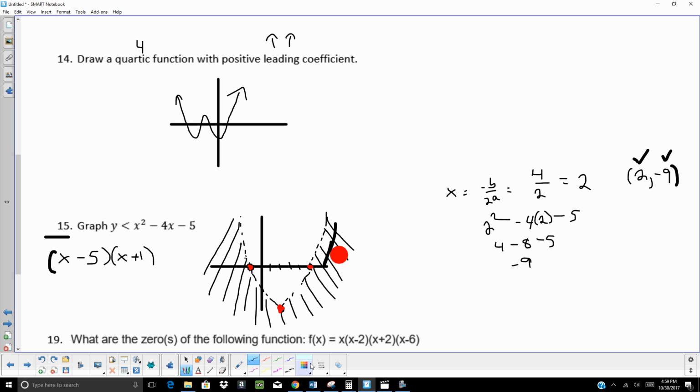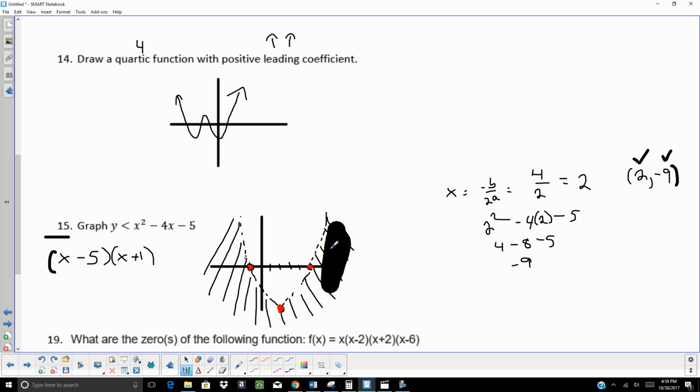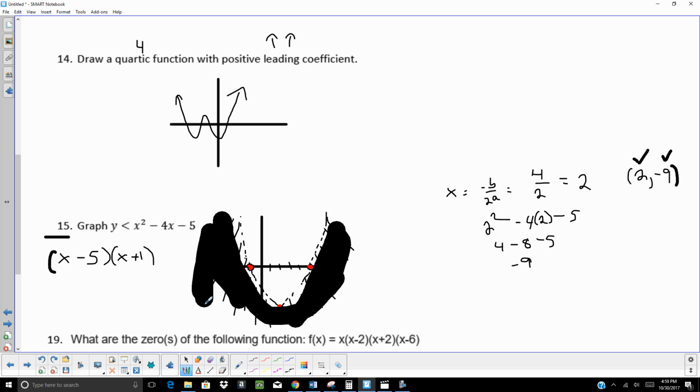So, oops, let's do that a little better. So since I want to shade outside my parabola, it's going to look something like that. I'm just going crazy with that shading. All right. And I just realized that I went from problem 15 to 19.